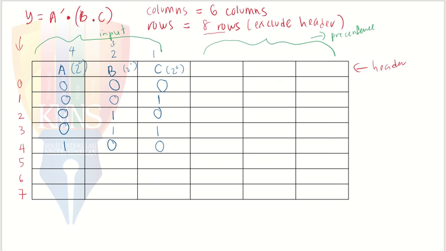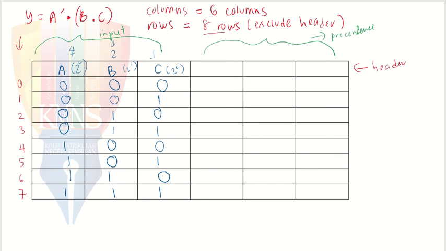Number 5, you need to add 4 and 1, so this one will be 5. Number 6, you need to add 4 and 2, so this one will be 6. And number 7, you need to add all: 4 plus 2 plus 1. So you get 7. So this will be the combination of your truth table for the input. Okay, so this will be the input combination.